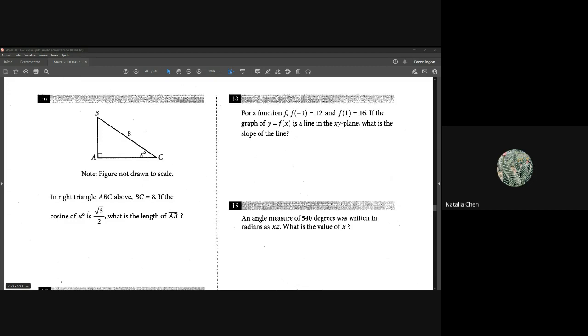For a function f, f of minus 1 equals 12, f of 1 equals 16. If the graph of y equals f of x is a line in the xy plane, what is the slope of the line?